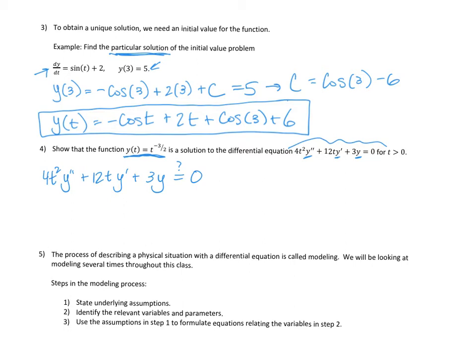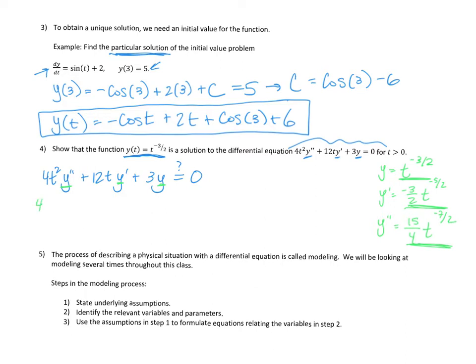But I also have a y prime and a y double prime. So I'm just going to do a little aside here. If y is t to the negative 3/2, then y prime is negative 3/2 t to the negative 5/2, and y double prime is 15/4 t to the negative 7/2. And now I'm going to replace y double prime with this, y prime with this, and y with this, and see if this equation is true.